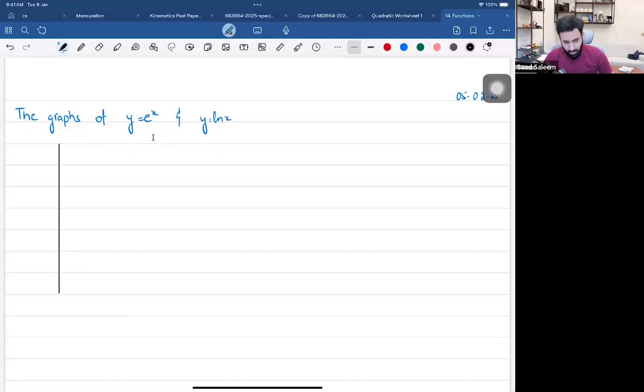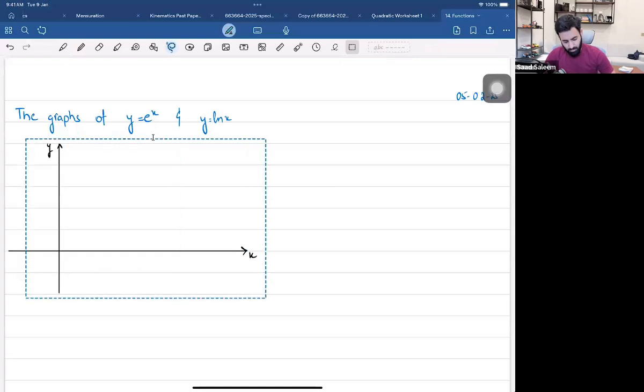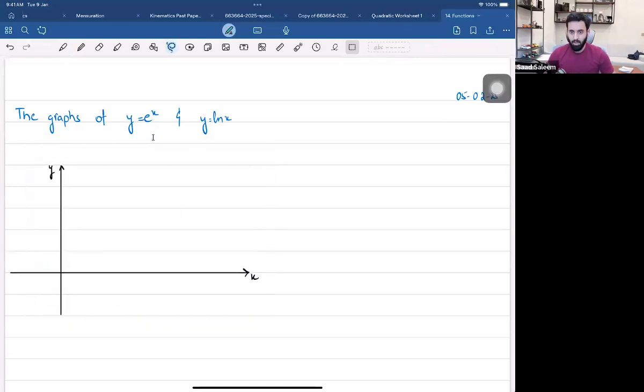So e power x and ln x, by the way, how are they related? How are the two related? Let's see if you guys can answer that question. Or are they related at all to begin with? They're not related at all? Anyone who'd like to answer that question? ln is log base e. Okay, anyone else?